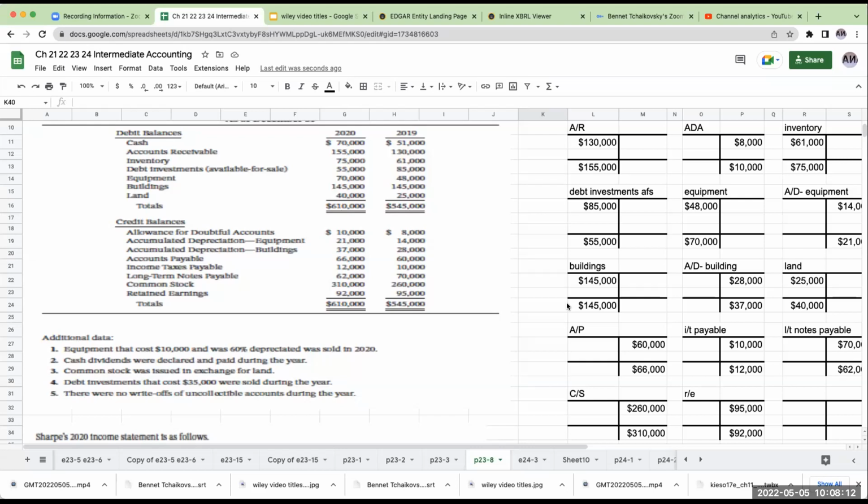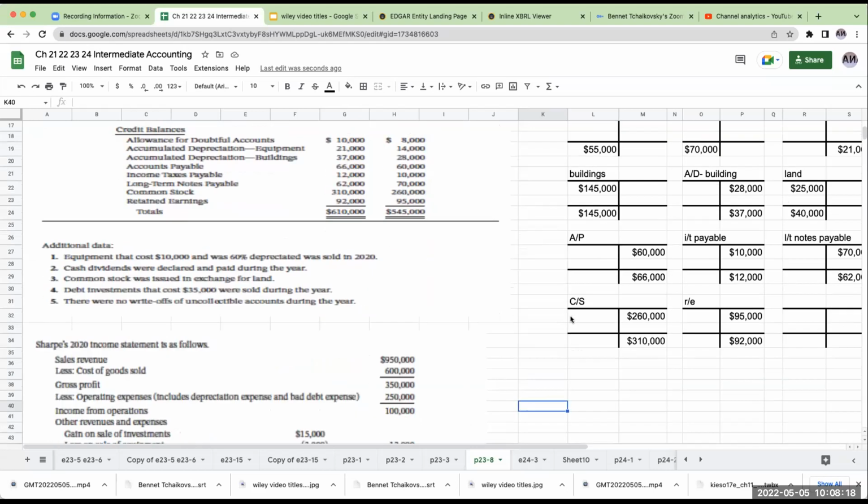Or at least you don't have to follow anything I do. It's just, this is the way I do it. So over here, let's go ahead and take a look at the additional data because we want to deal with that first. Equipment that cost 10,000 and was 60% depreciated was sold in 2020.